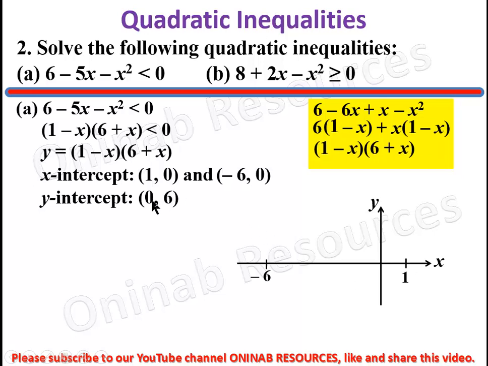Then here y is positive 6, so we have it up here, 6. Then we join the 3 points. It is not possible for us to join like this. We join like this.